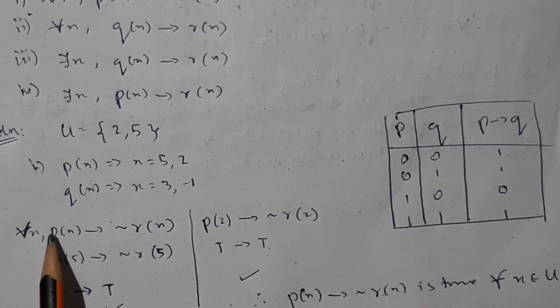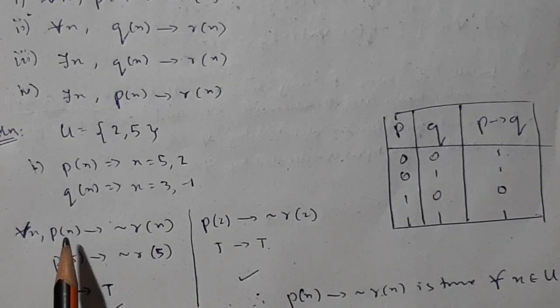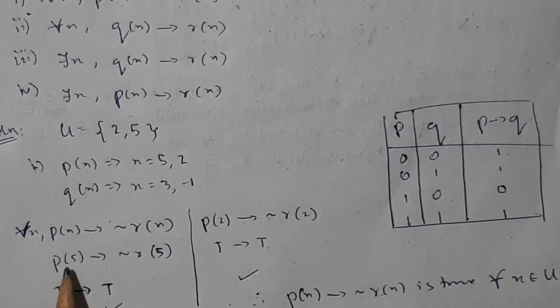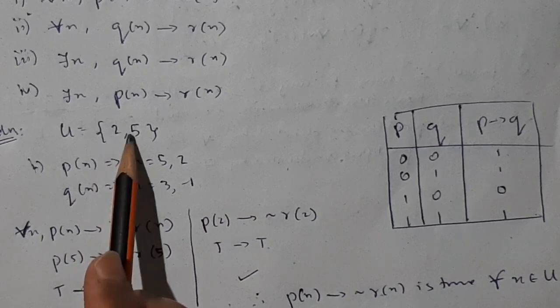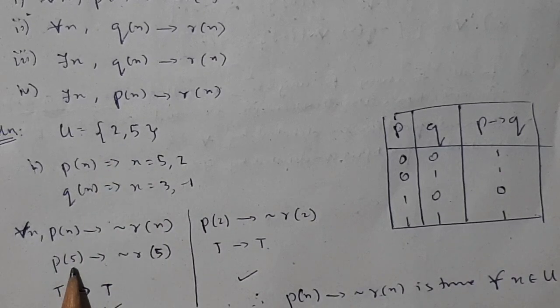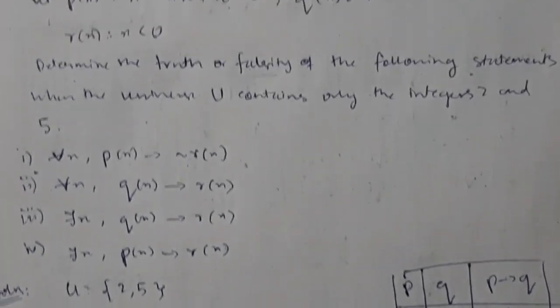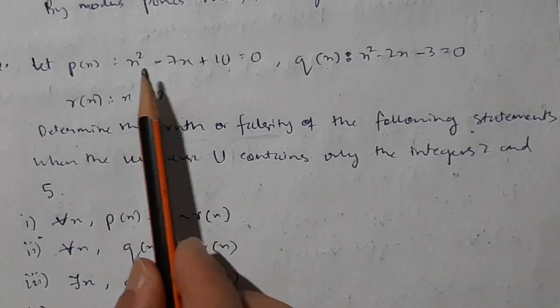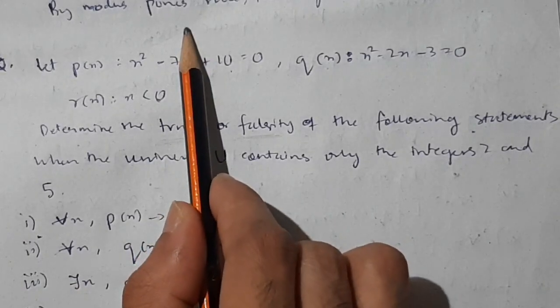So for every x which belongs to U, you have to test if it is true or not. How will you do that? First put p of 5 here. These two are the x values which we have to test. First put 5 here and test. What is p of 5? When you put it in this equation, if you put 5 here, you will get 0. So p of x is true.